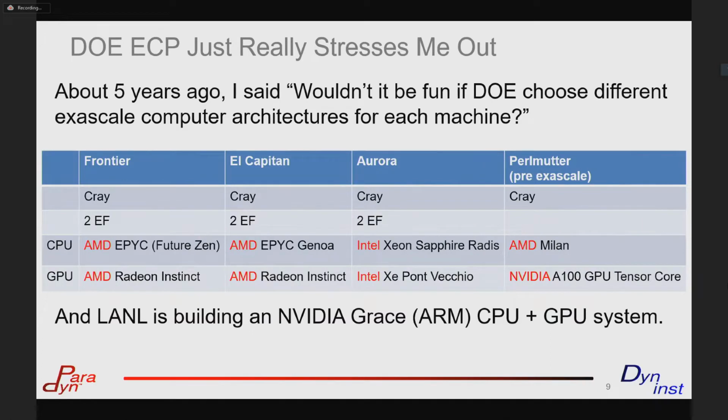And I'm part of the DOE ECP project, and it really stresses me out. Five years ago when we started looking at being part of it, it was like, would it be fun if they chose each different computer with a different CPU and GPU? Well, they didn't quite do that. But if we look at the three exascale machines and Perlmutter, which is a pre-exascale machine that's coming up now, we see AMD EPYC, we see Intel Xeon, and we see AMD Milan. Okay, that's kind of x86-ish. Can't whine too hard about that. On the GPU side, we see AMD Radeon, Intel Ponte Vecchio, and NVIDIA A100.